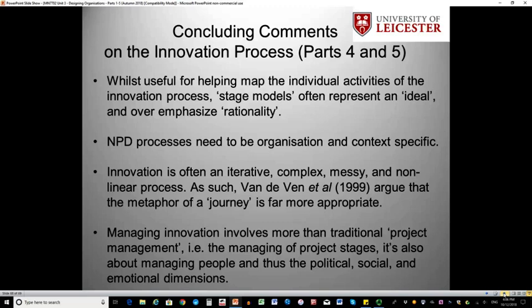In part 5, I started to talk about moving away from the stage model approach, not dismissing it because I think it has a role to play, but it's very project management orientated. I said it was important also to start thinking about the political, social and emotional dimensions of the innovation process. So when we think about project management, we need to also think about the political, social and emotional aspects, not just the tasks and activities. The stage model tends to focus on the tasks and activities, and we need to overlay these or bring these two elements together.